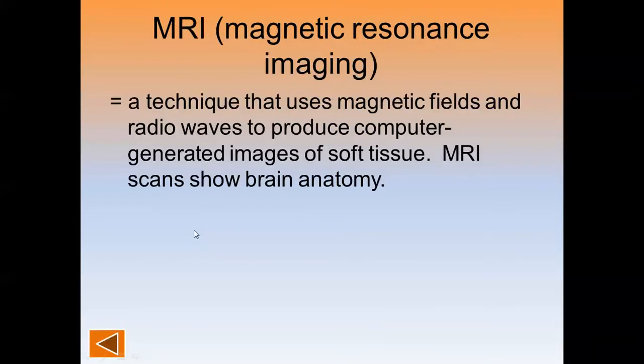An MRI, obviously you can have an MRI on any soft tissue part of the body. I'm sure some of y'all have probably had an MRI on maybe your knee or your arm or your foot or something like that. But an MRI, again, the brain is soft tissue, so you can have an MRI of your brain. It uses magnetic fields and radio waves, and it produces computer-generated images. And this is a really neat tool because it shows brain anatomy.